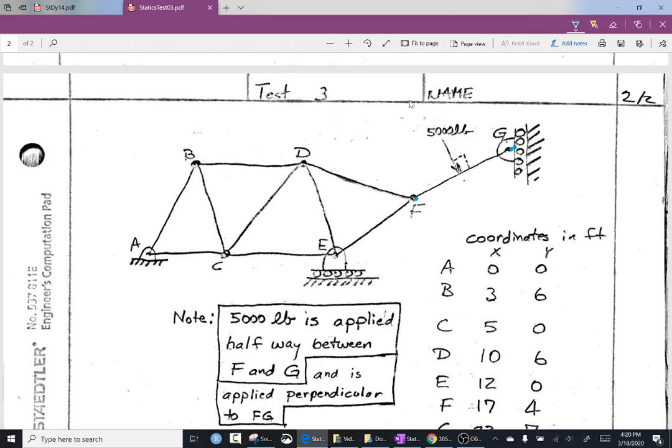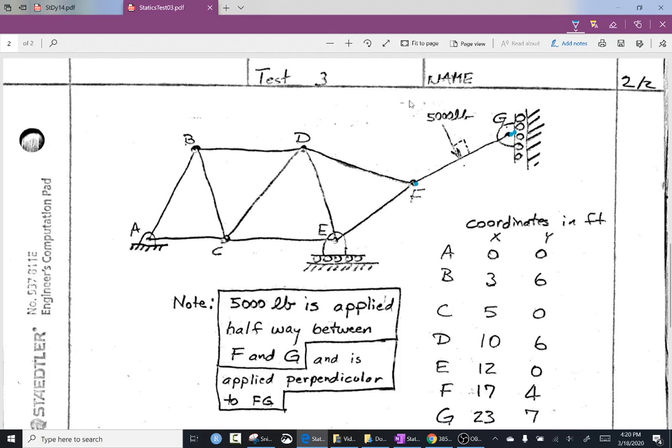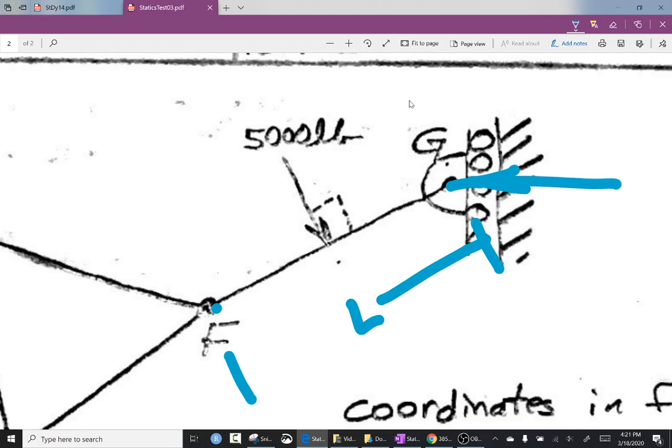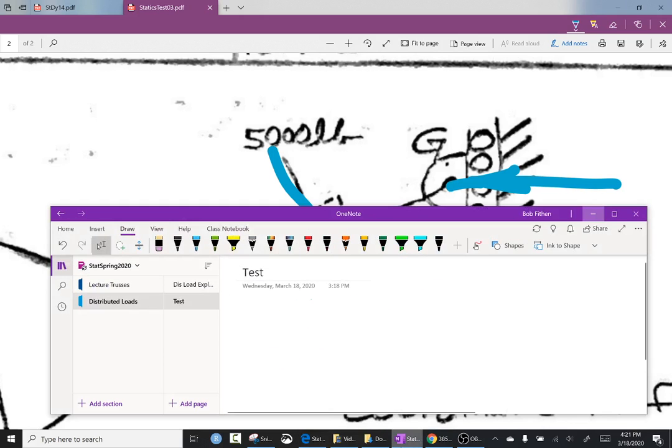But the key is, if we take a look at F to G for a moment, there's something unique about it. The wall can push back this way against point G. So you could almost put a load right here on point G. I've stated that whatever the length of this thing is, and you'll have to figure out the length, you can figure it out from Pythagorean theorem or whatever. And halfway in between is where this load is placed.